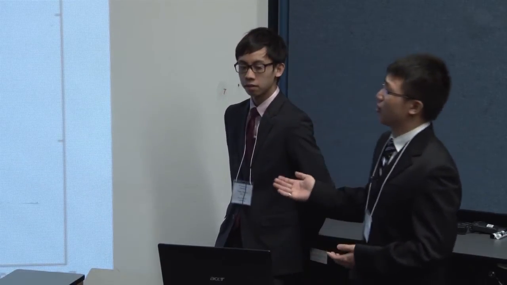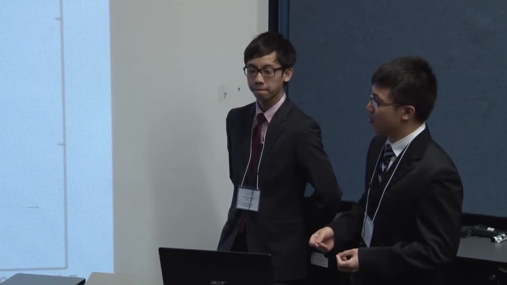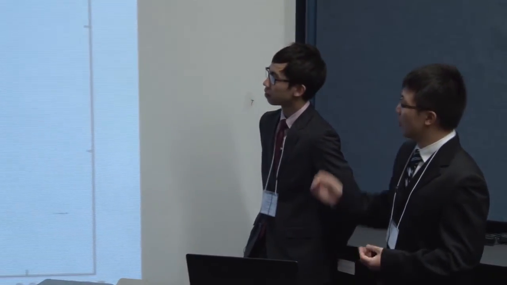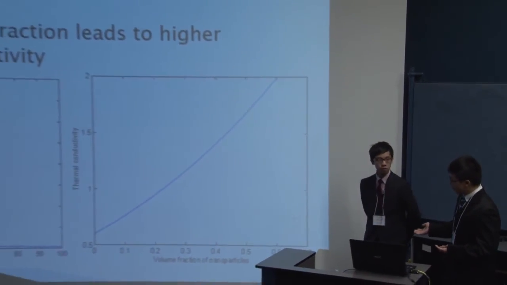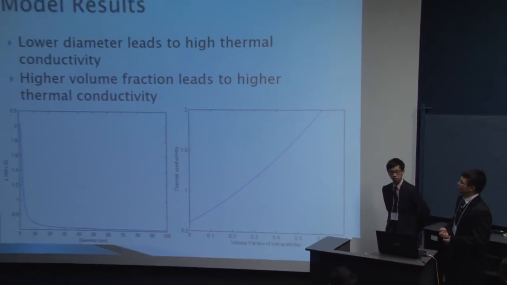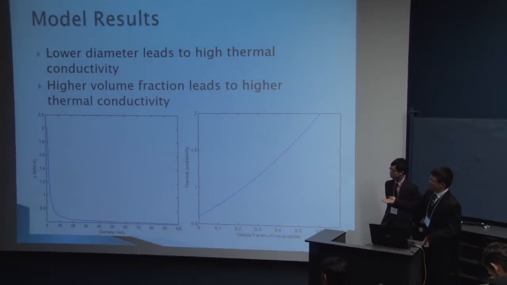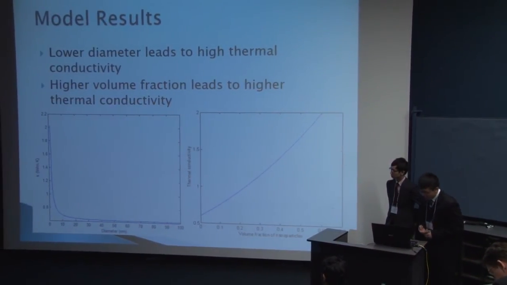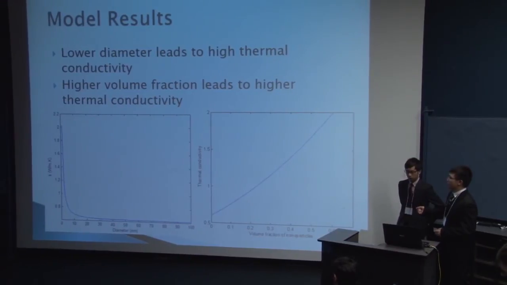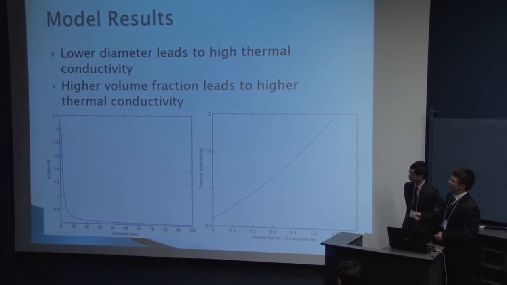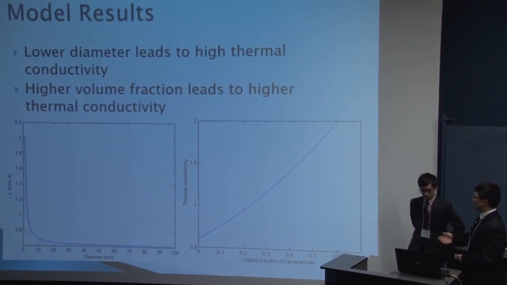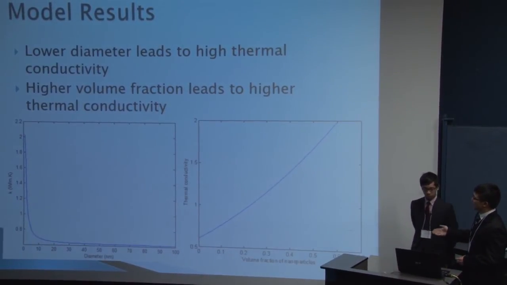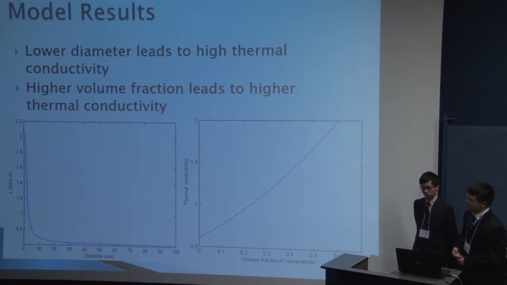So now that we have our model, what do we input as the parameters into our model? From the characteristics of the nanofluid that Vance stated before, we've developed these graphs using MATLAB. As you can see, as the diameter decreases in size, the thermal conductivity coefficient K increases exponentially. Also, the volume fraction of the nanoparticles to water has a linear relationship with the thermal conductivity.